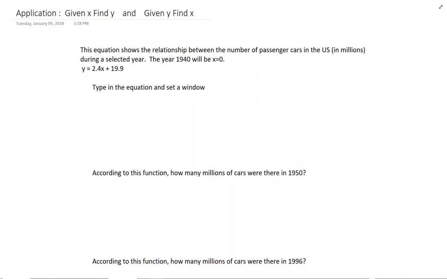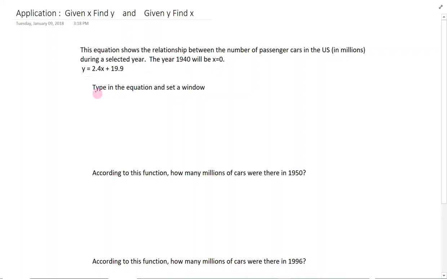There's a little twist to this problem because it says the year 1940 will be x equals 0. So we're changing the time scale. Instead of saying the year is 1940, we will say it is year 0. And if it was 1945, it would be year 5. If it was the year 2000, x would be 60. So x is the number of years since 1940. So we'll have to keep that in mind as well.